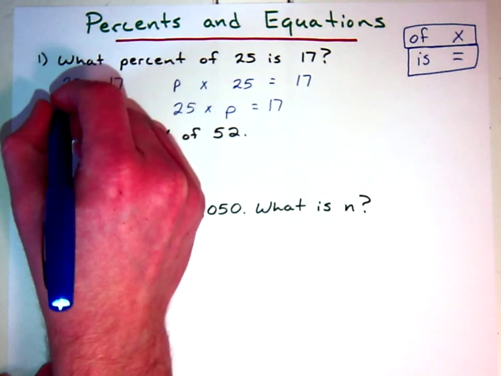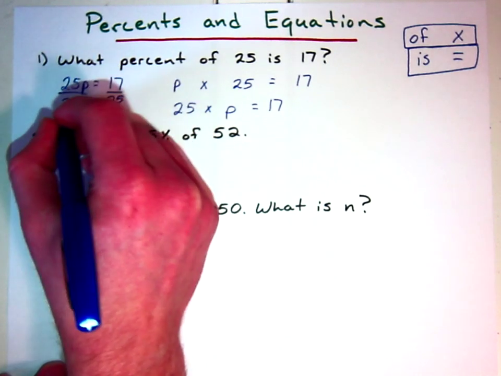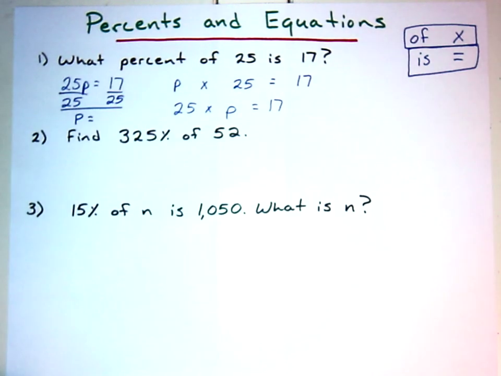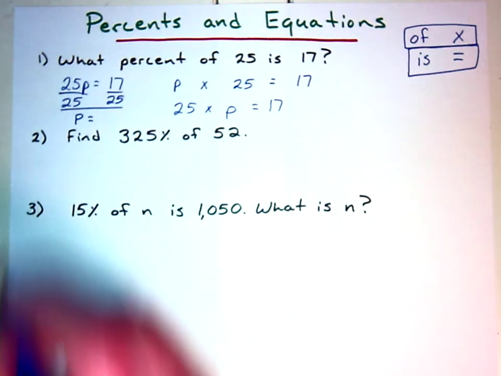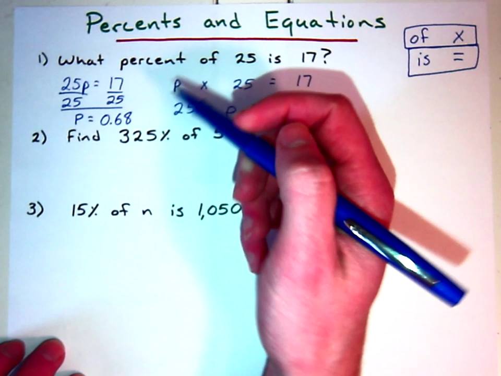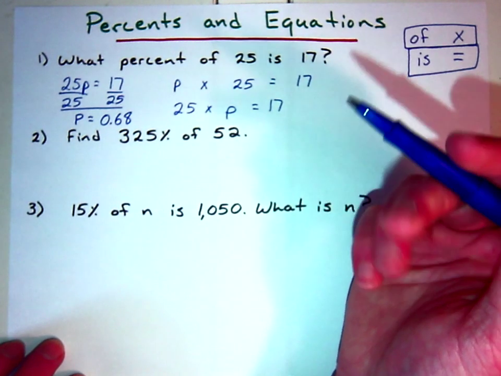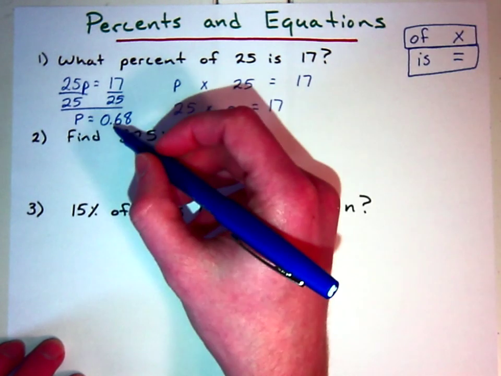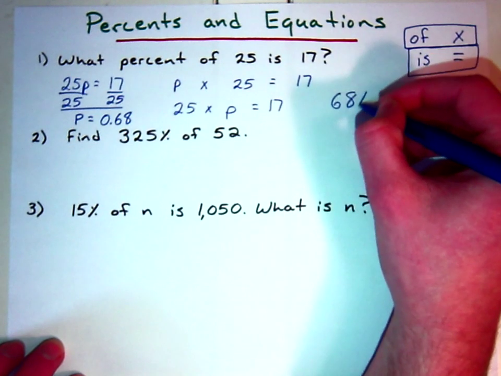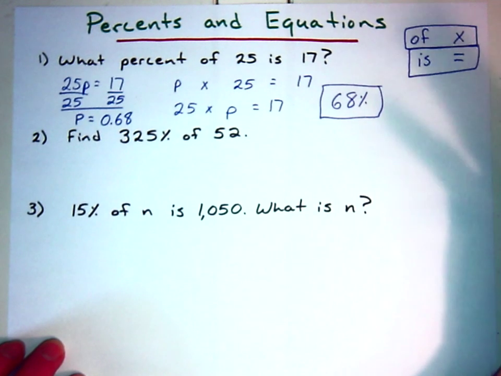From there, I solve it like I would a one-step equation. Divide both sides by 25. I get P equals 17 divided by 25. Right, it's going to get us 0.68. Okay, but it wants to know what percent. So we need to use our skill for finding percents when we have decimals. And that skill just says move the decimal 2 spots to the right. So my answer is 68%. So make sure if they ask you what percent it is, make sure it's in percentage form.